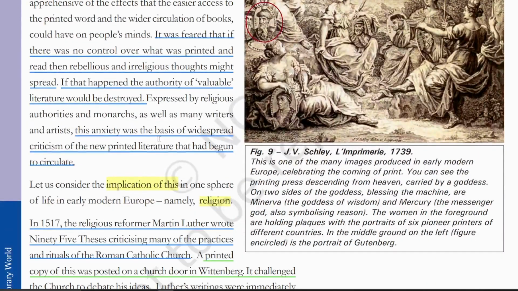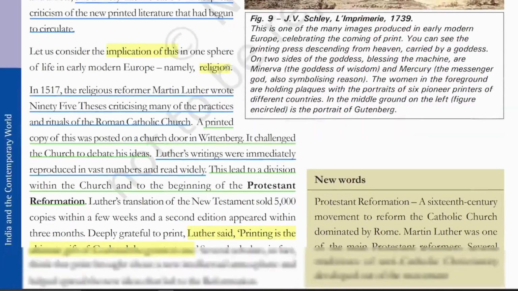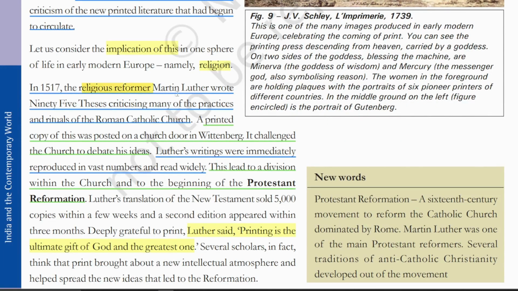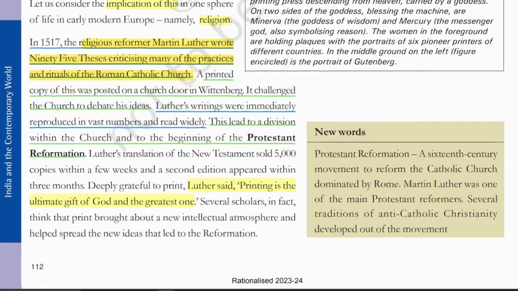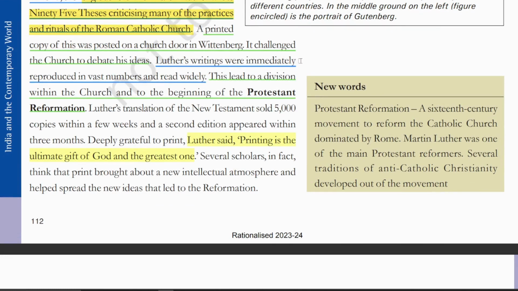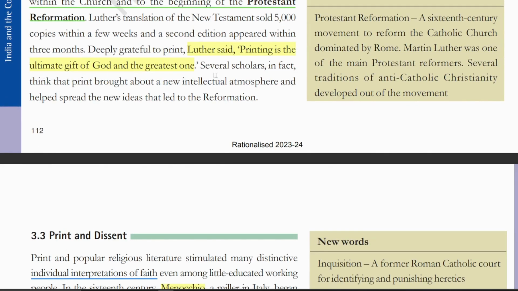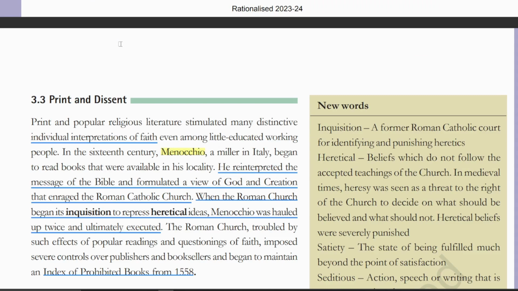So basically, till here is about how the priests were very scared, and how a religious reformer, Martin Luther, wrote the 95 Theses criticizing many of these practices of the Roman Catholic Church, and then how the church banned his book. It's all about that, and how a certain set of people divided within the church itself. So basically there was a Protestant Reformation, as you call it.